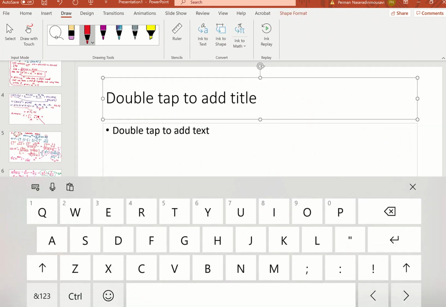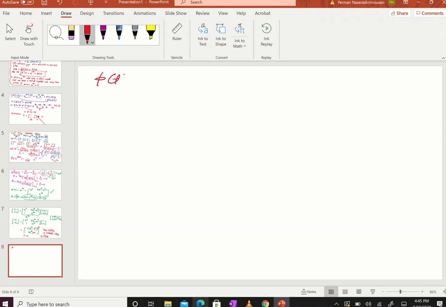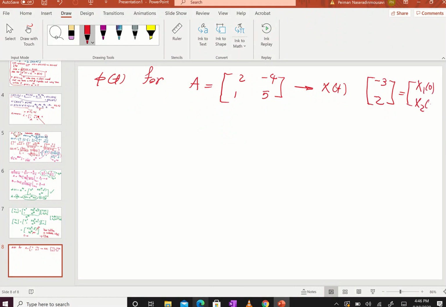So now, as homework for yourself, calculate the state transition matrix phi of t for A equal to [2, -4; 1, 5], and find the solution x of t when x1 at time 0 is -2 and x2 is 2. These are the initial conditions. Find this for me.